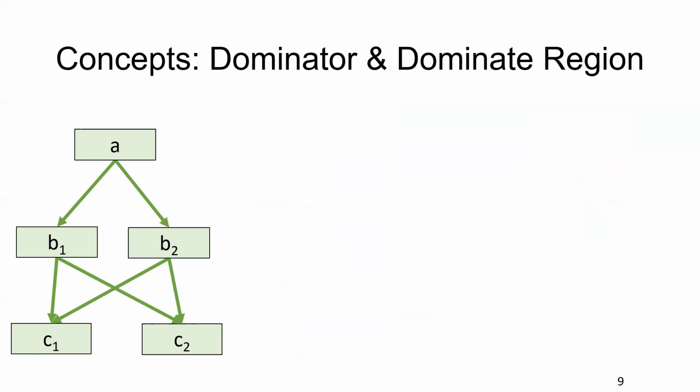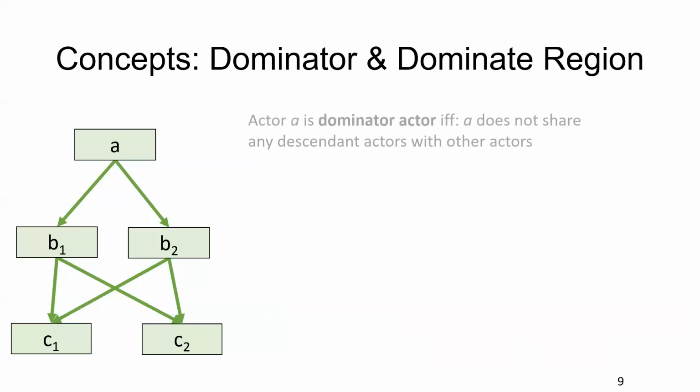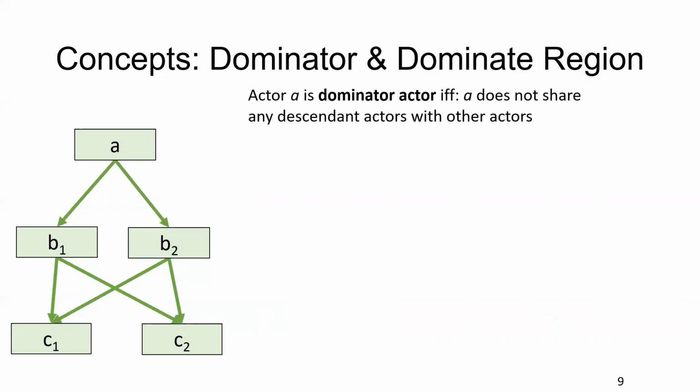Next, I will introduce the event synchronization protocol in AEON. At first, I will introduce some important concepts. A dominator actor is used to serialize event execution in AEON. We say one actor is a dominator if and only if it does not share any descendant actors with other actors, excluding its ancestors or descendants. So in the example, actors A, C1, C2 are dominator actors. B1 and B2 are not, because B1 and B2 share actors C1 and C2.